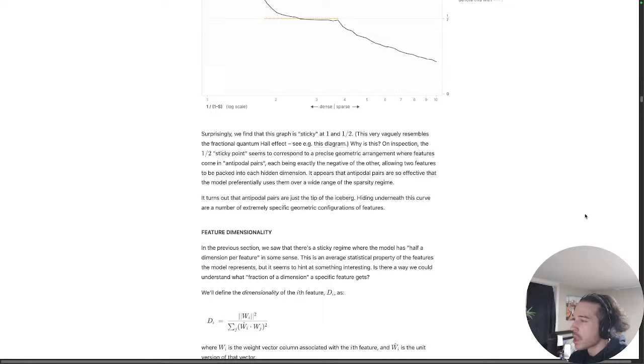Why is this? On inspection, the 1/2 sticky point seems to correspond to a precise geometric arrangement where features come in antipodal pairs, each being exactly the negative of the other, allowing two features to be packed into each hidden dimension. It appears that antipodal pairs are so effective that the model preferentially uses them over a wide range of the sparsity regime. It turns out that the antipodal pairs are just the tip of the iceberg. Hiding underneath this curve are a number of extremely specific geometric configurations of features.